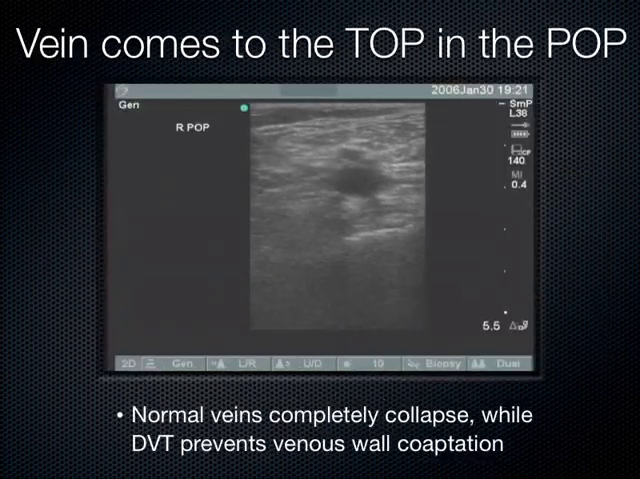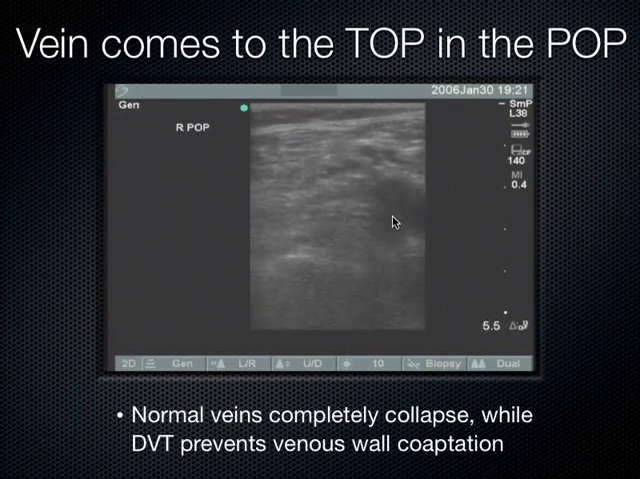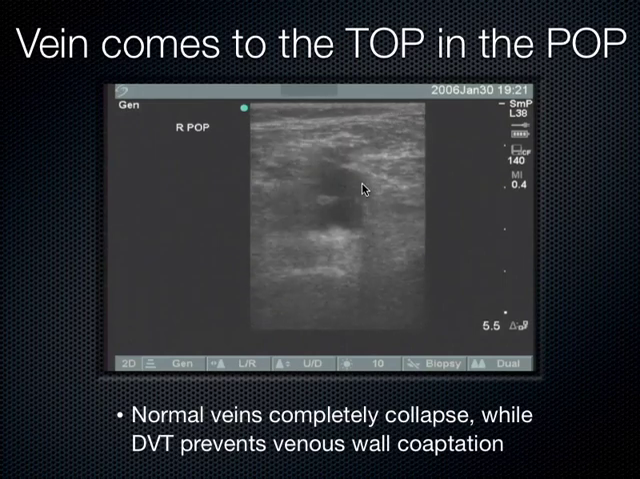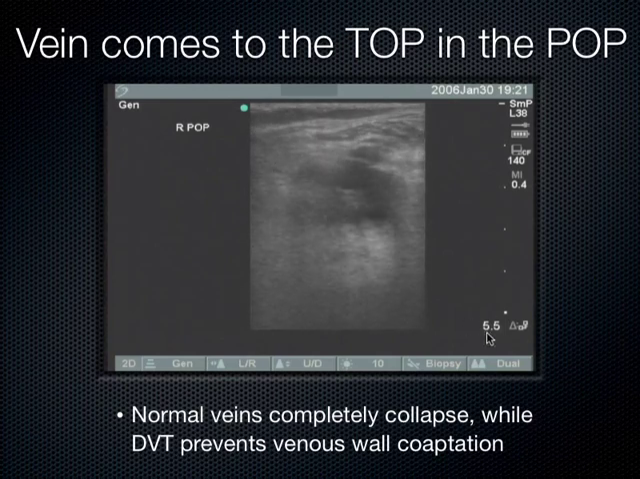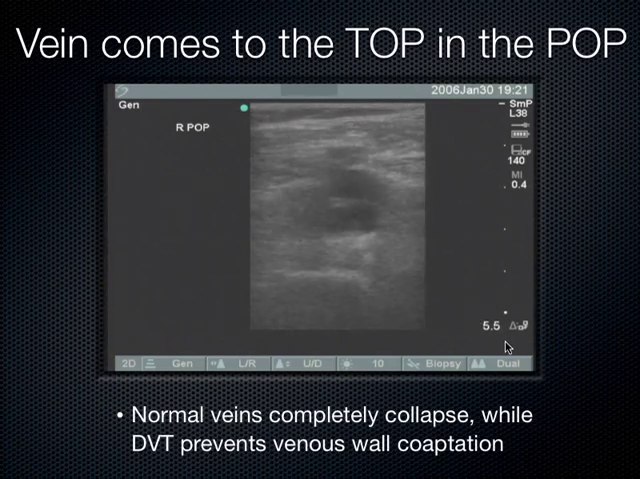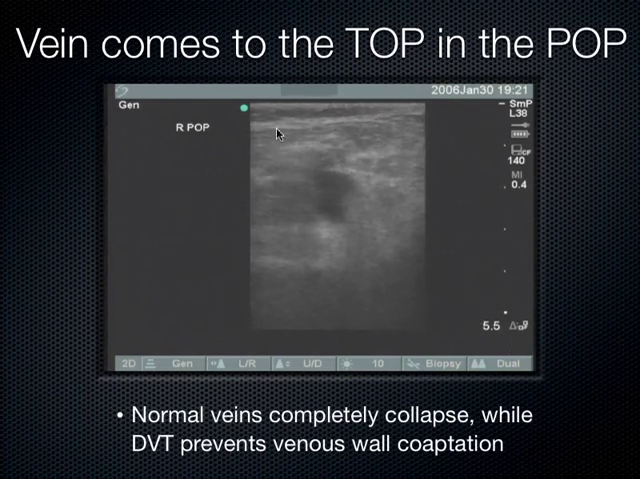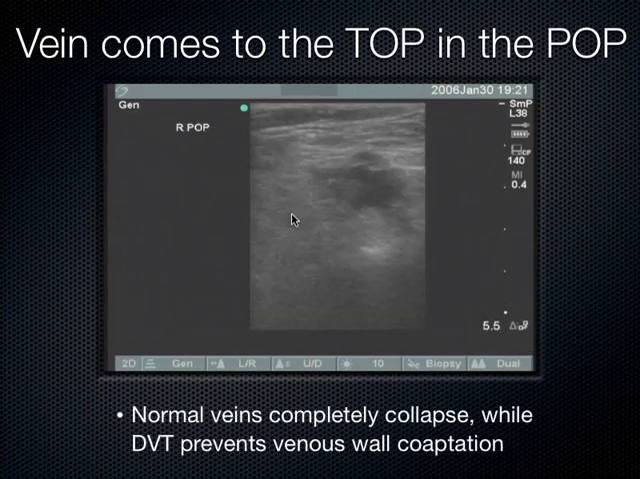Now the vein comes to the top in the pop. This is a normal popliteal vein over here that's easily compressible. You see it up there? You know, they've got the depth way down at 5.5. I would probably decrease that depth to 4 something so that this takes up more screen real estate, right?